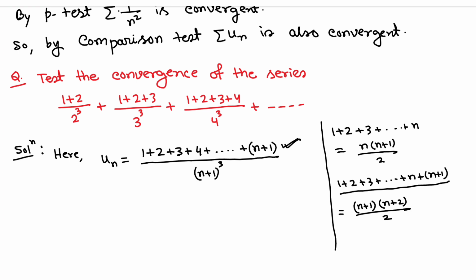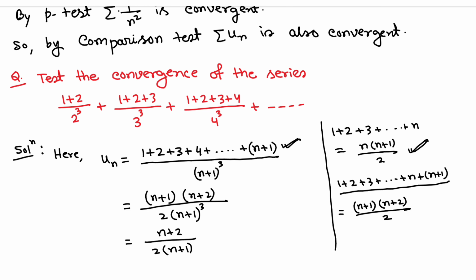Okay, the sum of the first n natural numbers has formula n into n plus 1 by 2, and the sum of n plus 1 natural numbers is just putting n equals n plus 1. This is the formula. So what you are getting is n plus 1 into n plus 2 divided by 2 into n plus 1 whole cube. So obviously n plus 1 cancelled. So you are getting n plus 2 divided by 2 into n plus 1 whole square.